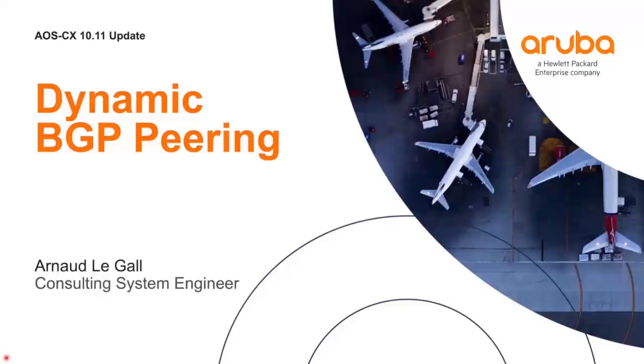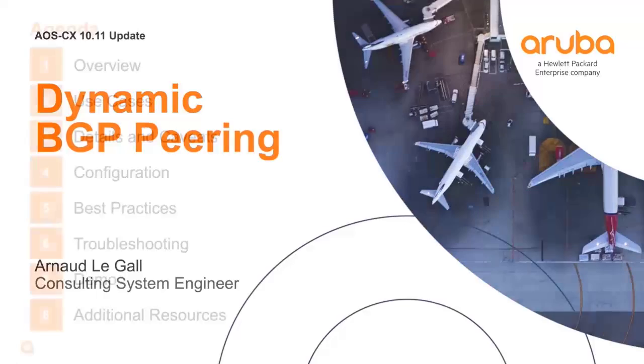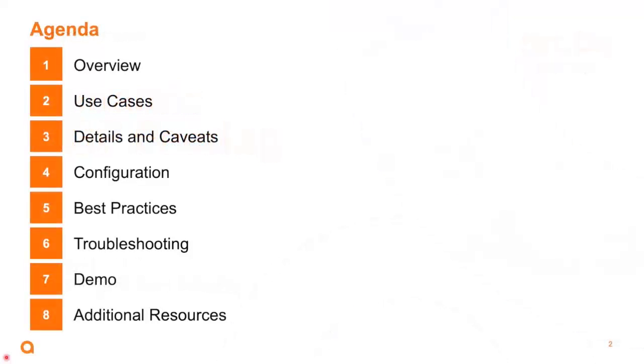Welcome to this video, which will introduce a new feature going with AOS-CX 10.11 and which is called Dynamic BGP peering. During this session, we will cover the following sections: the overview of the feature and the use cases. We will also see the details and the caveats of Dynamic BGP peering, configuration and best practices. We will also have a troubleshooting section, and we will conclude this session with a demo.